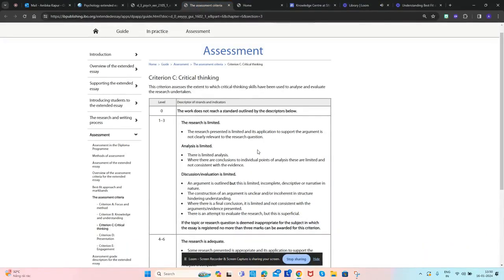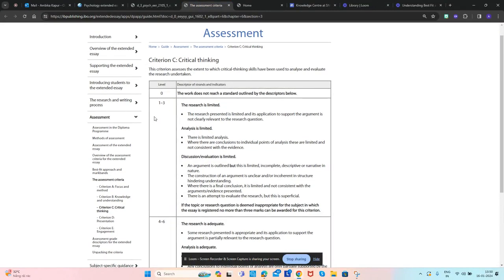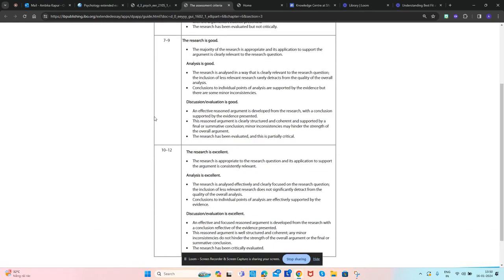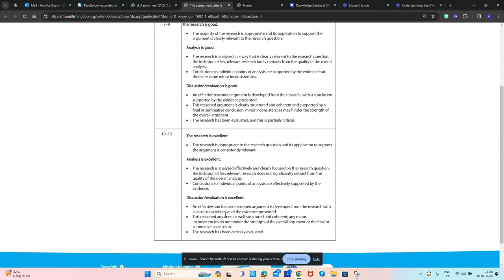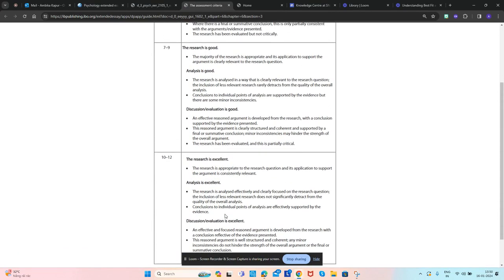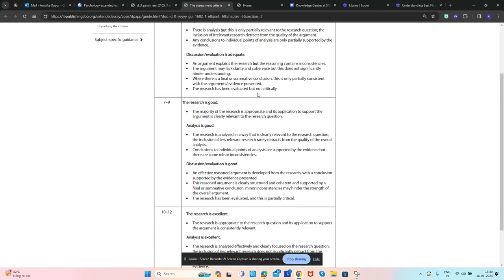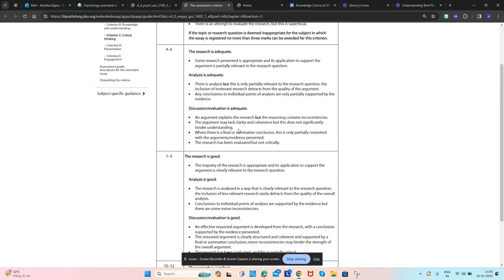Critical thinking, criteria C, is divided into four different mark bands. The requirement for criteria C to achieve a higher band is that the research is excellent, analysis is excellent, and discussion and evaluation is excellent. So, here there is a possibility for an essay to score higher in some regards and lower in some regards. It is the examiner's job to decide on the balance of the essay.